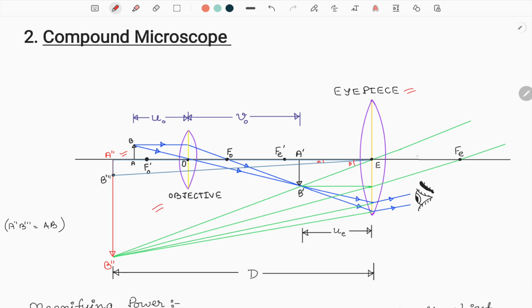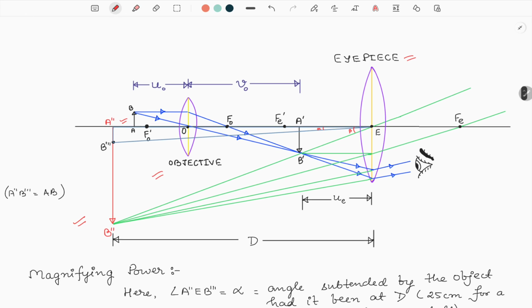That image A'B' will act as the object for the eyepiece, and you have to keep the objective and eyepiece lens in such a way that the first image A'B' should lie within the focal length of the eyepiece. You can see easily here A'B' is lying between E and F E'. If you draw the final image using A'B' as object, you will get the image here as A''B''.